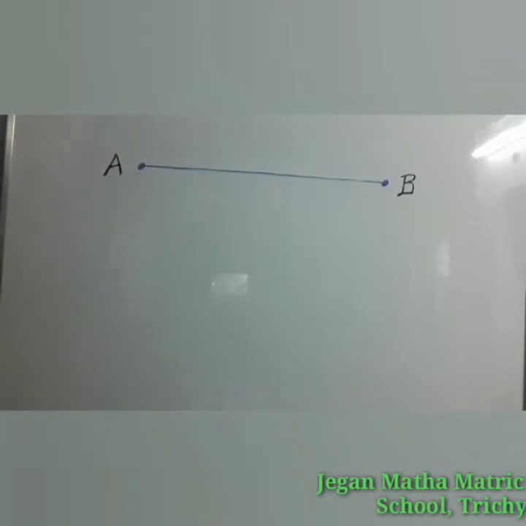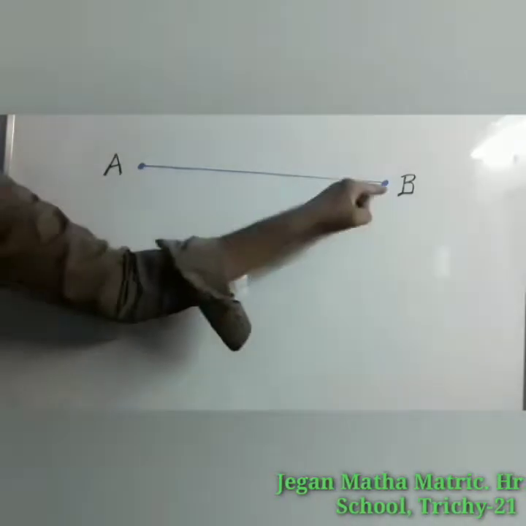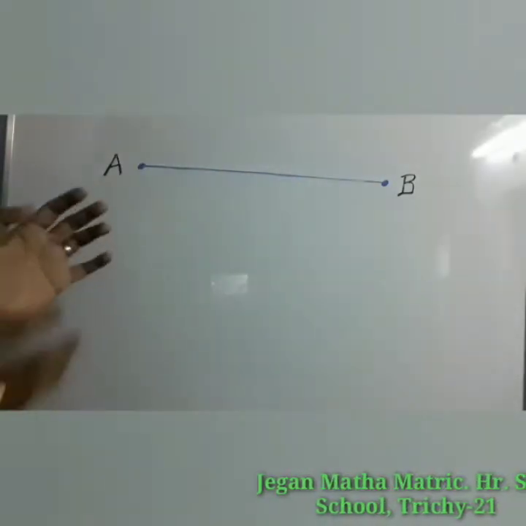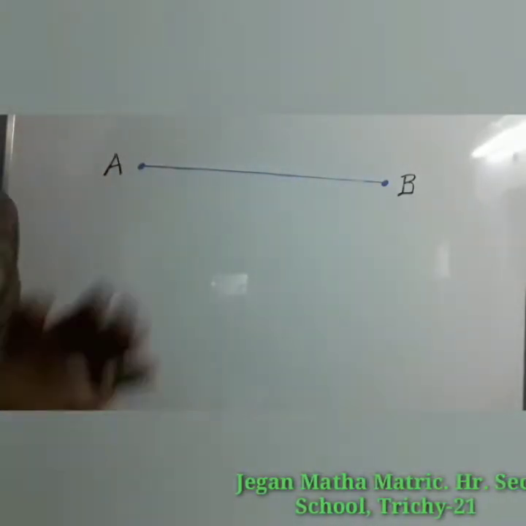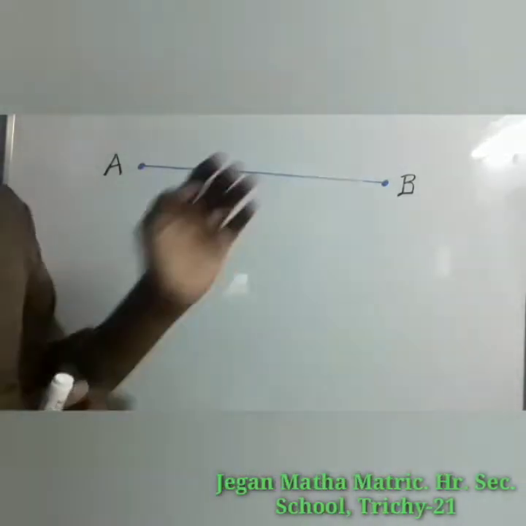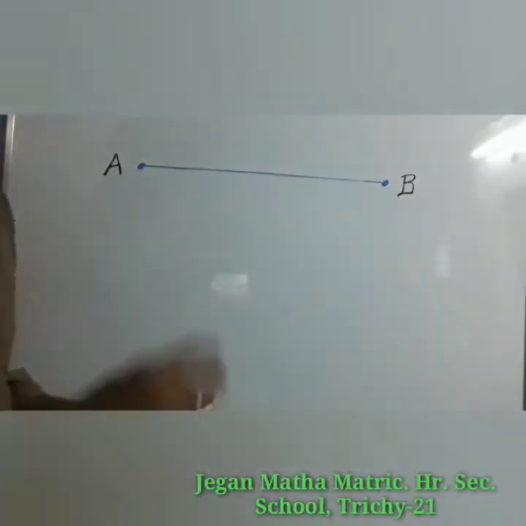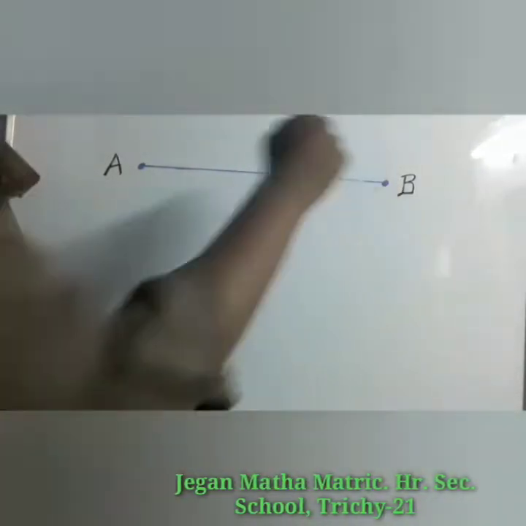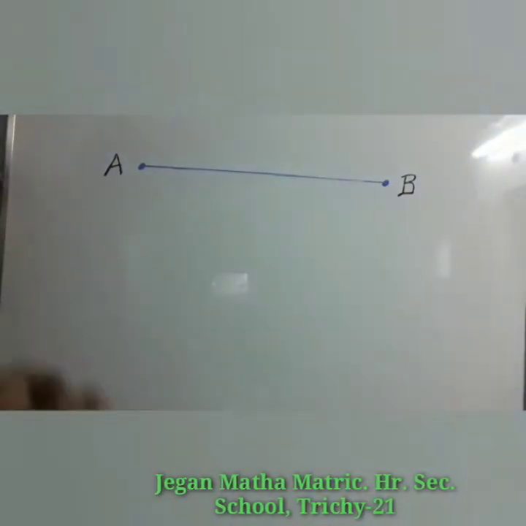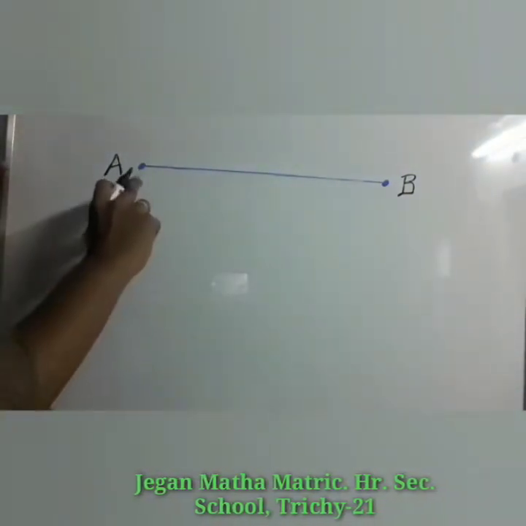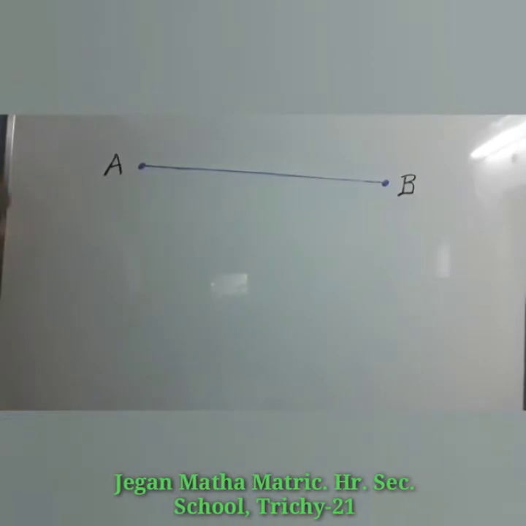Imagine you are at the position A. You are going to travel to reach another position B. For your understanding, A can be considered as your home and B can be considered as your school. So you are going to travel to reach your school. You are going to ride your bike to reach your school from your home.